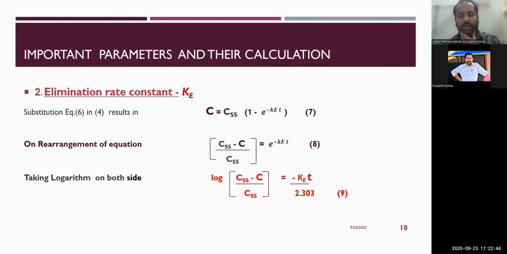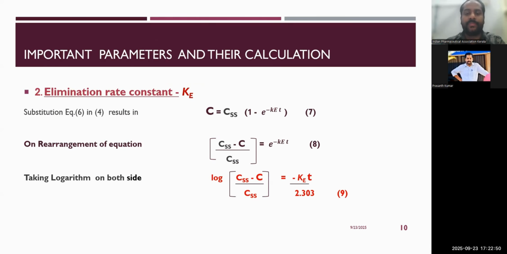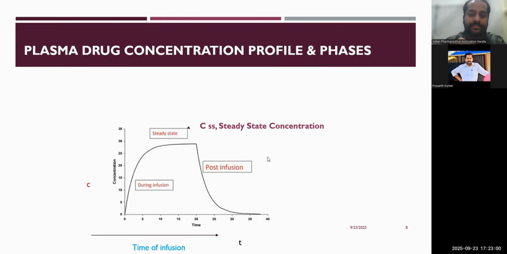So already we have the previous equation. What is the previous equation? CSS is equal to R0 by CLT. So substituting this value in equation 4, that is a previous equation, right? You can see this previous equation now.